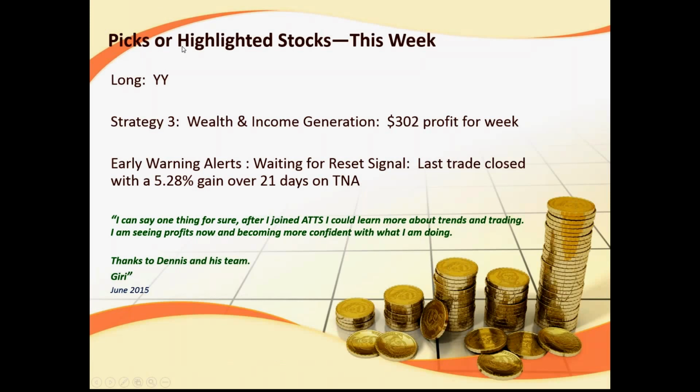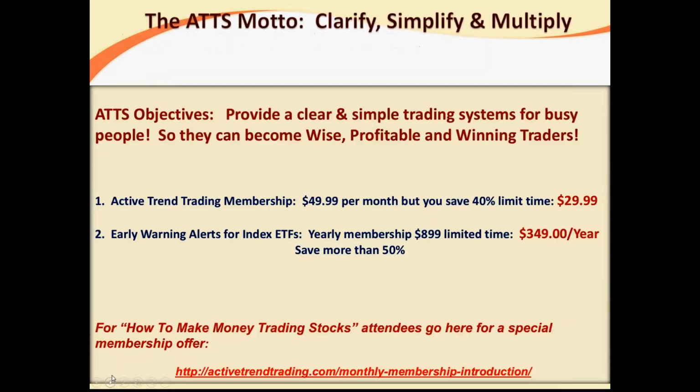This week, we basically issued, I bought some YY today as it's pulling back to the 50-day moving average. And we've got a really tight stop on that in case the market just falls apart completely. Strategy number 3, we closed out a position for a $302 profit for the week. The early warning alerts, that is a separate service. We're about 5.28% on that year to date.